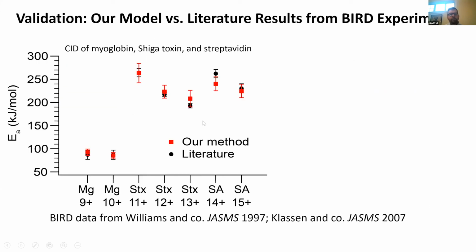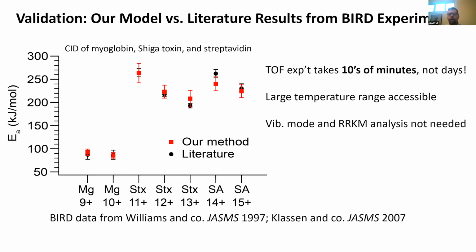We validated this method against a tried and true gold star method for measuring gas phase thermodynamics, which is blackbody infrared radiative dissociation, for 3 different proteins to study their dissociation. So myoglobin loss of heme and dissociation of shiga toxin and streptavidin. And what we found out is that our ion mobility-mass spectrometry based method matches spot on with these gold standard literature results.